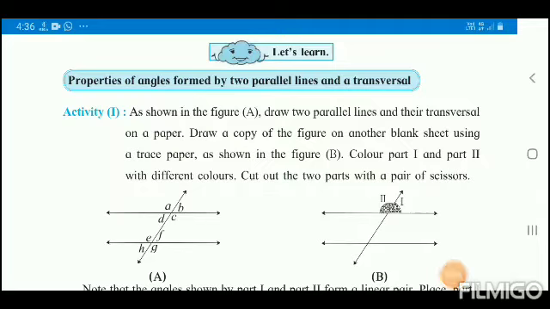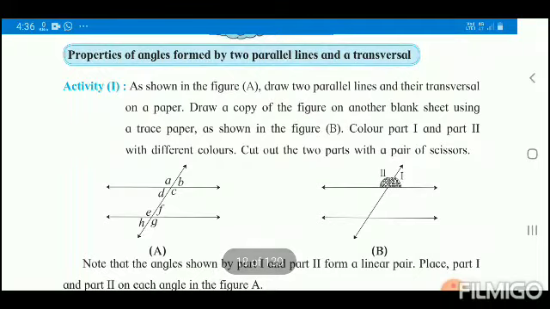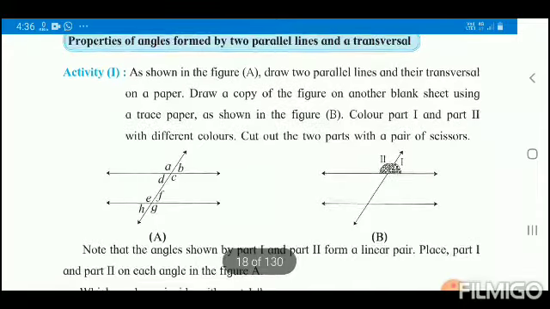Hello students, let us learn the properties of angles formed by two parallel lines and a transversal. Here in your book they have given the figures, figure A and figure B. Now I will read the activity given in your book.